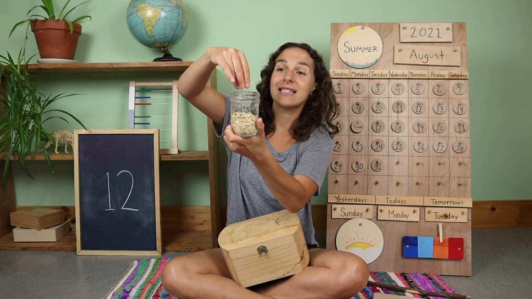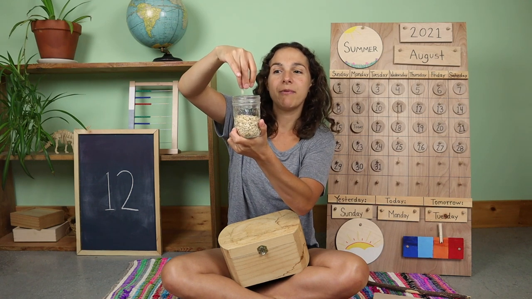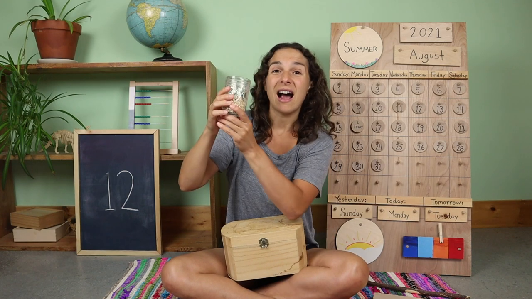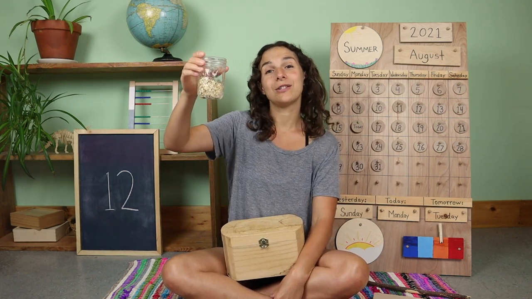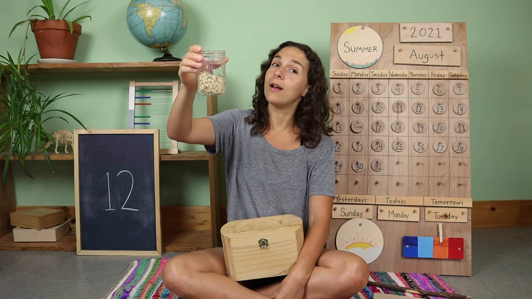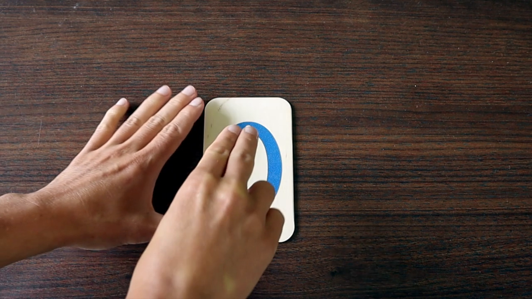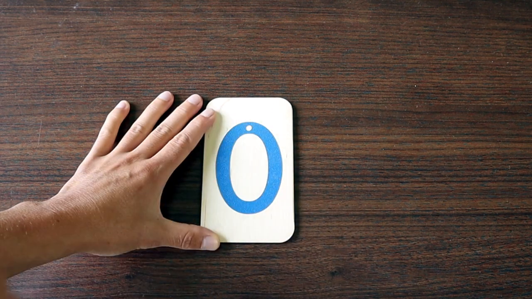Inside of this glass, I have some oats. So oats are a type of a grain, and some people eat oatmeal for breakfast. I like to use the oats and make granola. Oatmeal starts with the letter O. This is how you write it in uppercase. One more time.